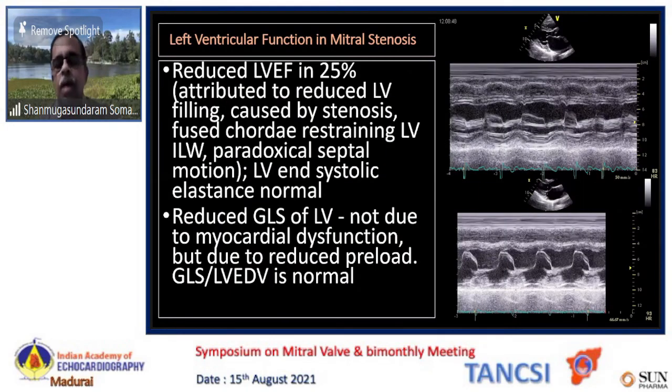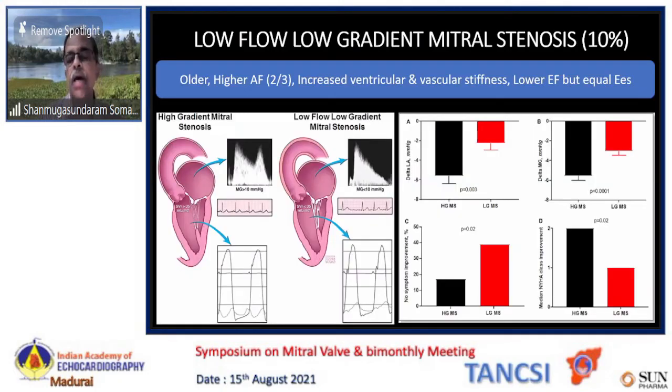Then, about LV function, people believe that nearly 25% of the people with mitral stenosis may have left ventricular dysfunction, but if you measure the systolic elastance, it is supposed to be normal. Even in those people with demonstrable reduction in GLS, if you take a ratio with LV end-diastolic volume, it's supposed to be normal. So LV function remains unaffected in the majority of the people with mitral stenosis. It is the reduced preload which gives an impression as if there is LV dysfunction.